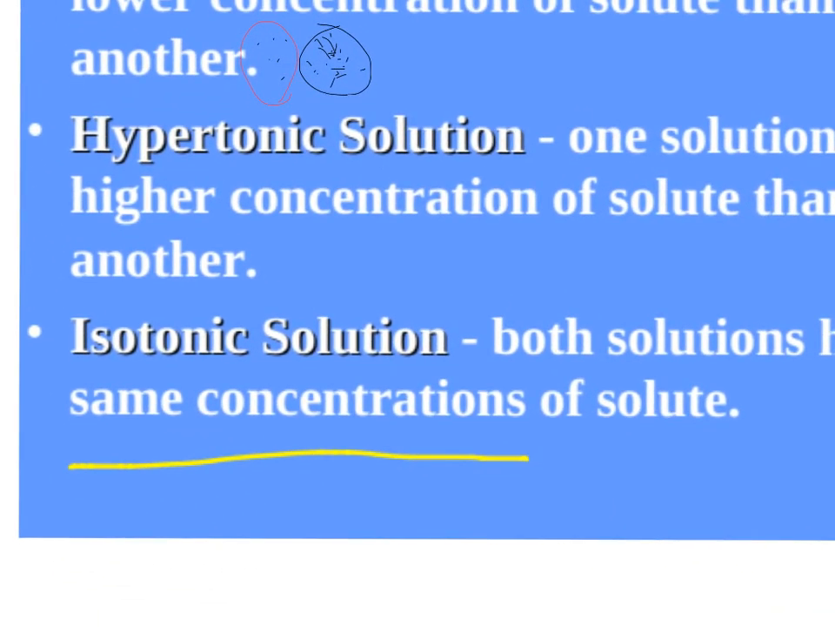You also have what's called a hypertonic solution. Hypertonic is essentially the exact opposite. You have a higher concentration of solute than another. Think about if you're very hyper, you're drinking a lot of coffee or something like that, you're going to have a lot of molecules in you. The last term is called isotonic. You might have heard of an isosceles triangle. In an isosceles triangle, you'll have two sides that are the same, and the third side might be different. In an isotonic solution, both your solute and solvent are in the same concentrations.